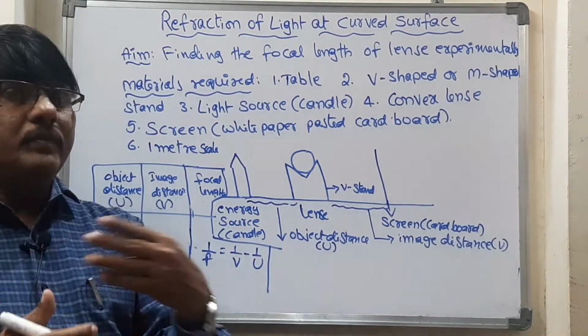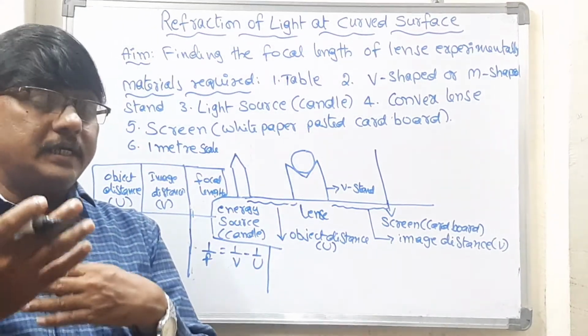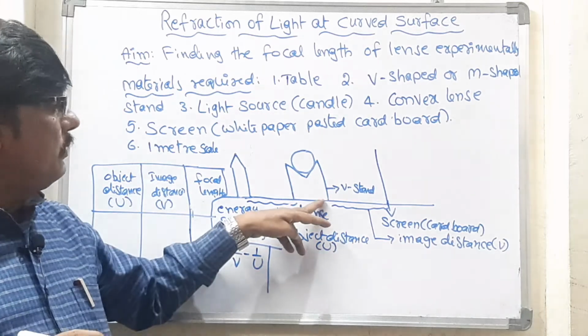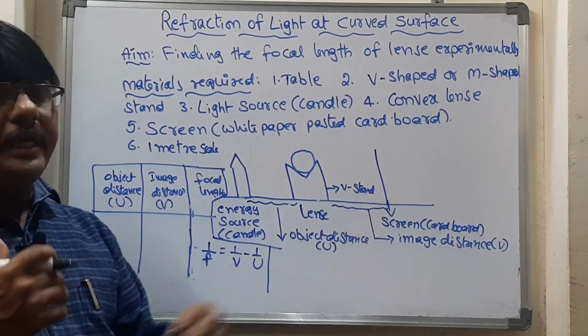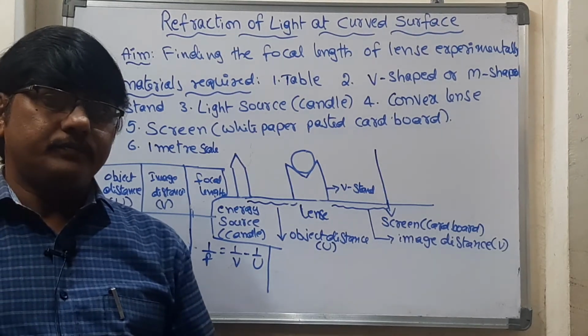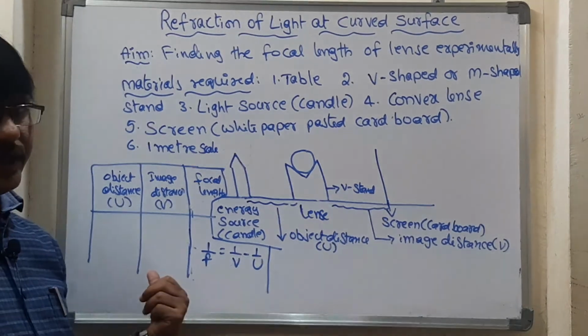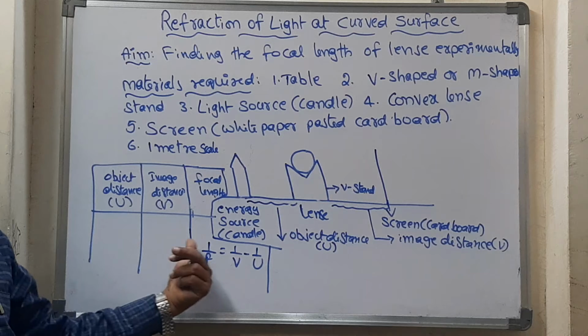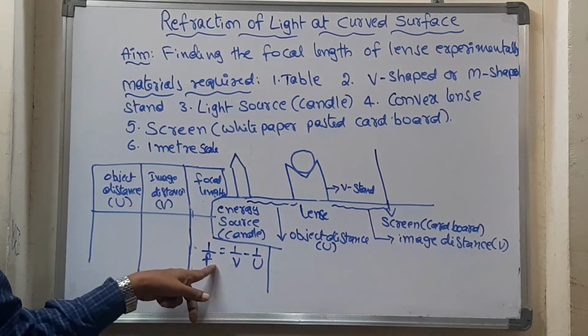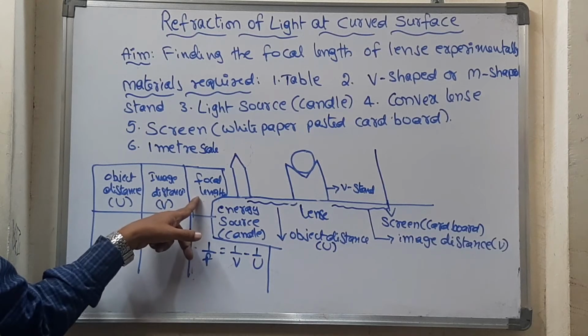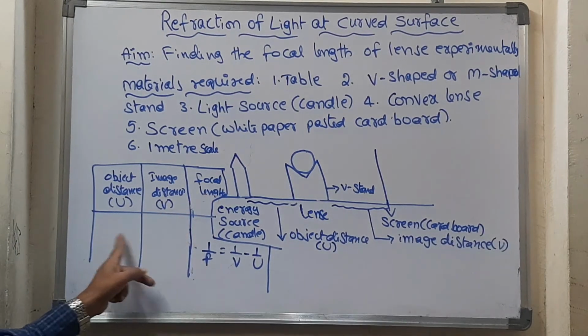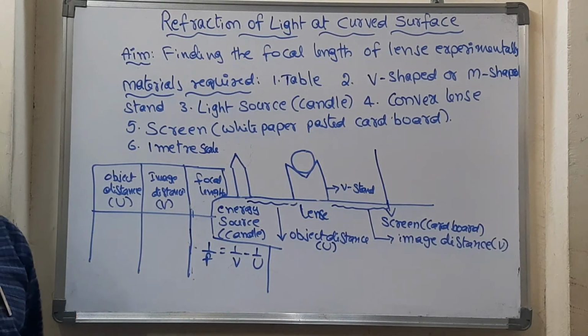The second time, you keep the object at 60 centimeters from the lens. Again find the image distance. Like that you should write the points, but you should not write the values here. That is why I did not write values here. But this formula you can use directly: 1/f is equal to 1/v minus 1/u. By using this formula, you can find the focal length of the lens experimentally.